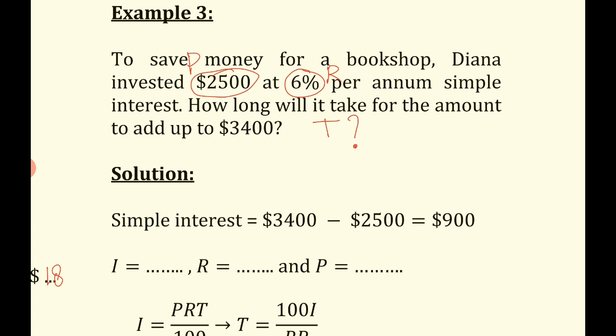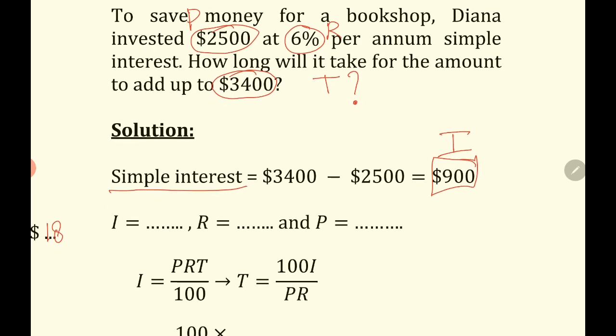Okay, so the interest is simple. We just need to minus 3,400 by 2,500, because this is the difference, right? So that's the interest. So simple interest here is 3,400 minus 2,500. So we have 900. So the question is, how long will Diana get the extra $900? That's the question. So $900 is the interest.